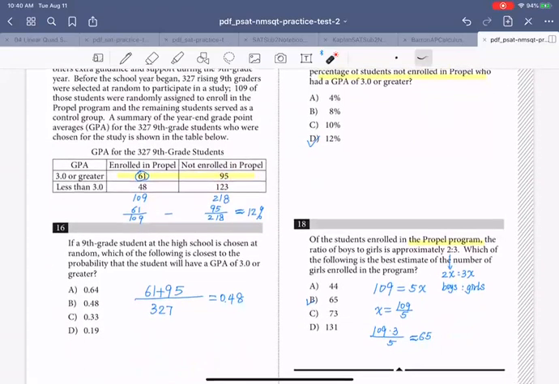Well, for number 18, it actually is a very easy question. They ask you, for this program, how many people total?